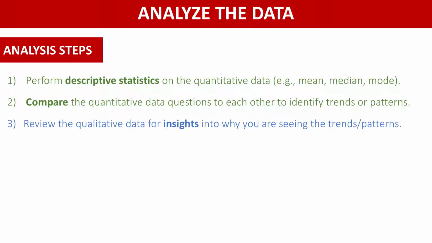Number 2 is to then compare the quantitative data questions to each other in order to start to identify trends and patterns in the data. And the last one focuses in on that qualitative data, the text-based data. This is where we review that type of data for insights that can answer why we are seeing those trends or patterns in the quantitative data. Let's walk through each of these steps with some of my data from the iSleep app.